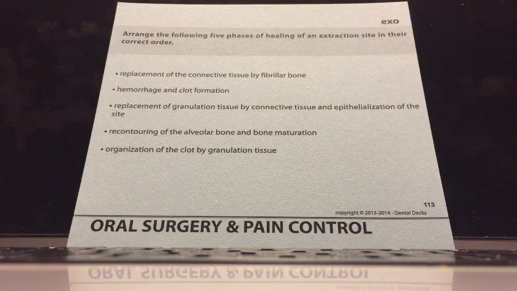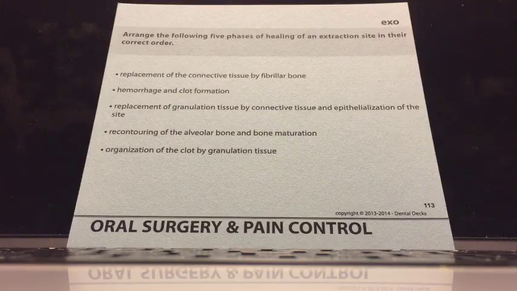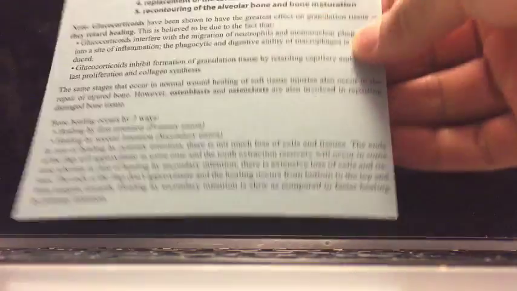The first one should be hemorrhage and clot formation, then organization of the clot by granulation tissue. That should be the second one. Then replacement of granulation tissue by connective tissue and epithelialization of the site. Then replacement of the connective tissue by fibrillar bone, and then recontouring of alveolar bone and bone maturation.